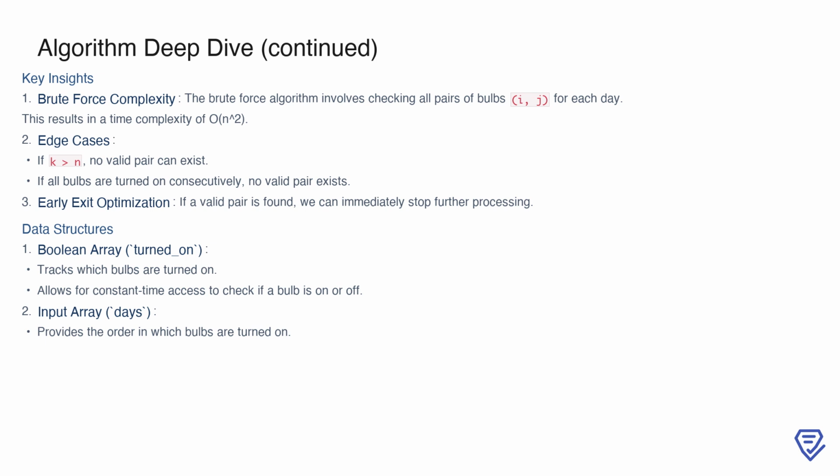There are also important edge cases to consider. For instance, if k is greater than n, it's impossible to find a valid pair because there aren't enough bulbs to satisfy the condition. Similarly, if all bulbs are turned on consecutively, no pair will meet the requirement. To improve efficiency, we can implement an early exit strategy. If a valid pair is found, we stop the simulation immediately. The turned_on array plays a crucial role here, allowing us to check the state of any bulb in constant time. Together with the days array, these structures form the backbone of our simulation.